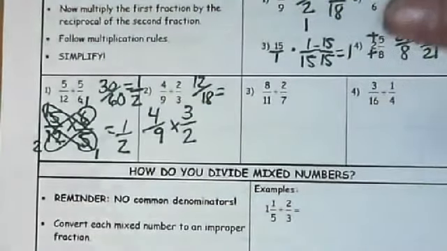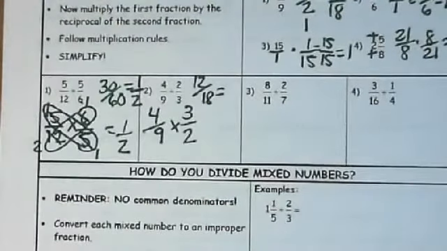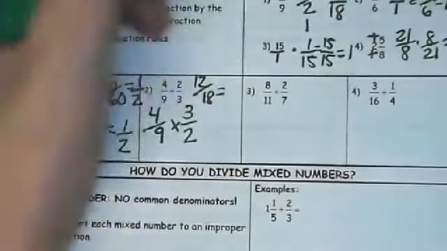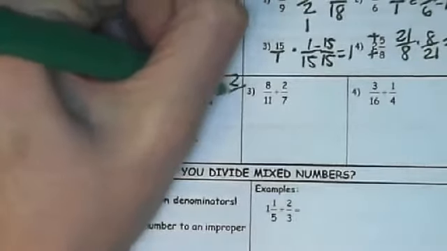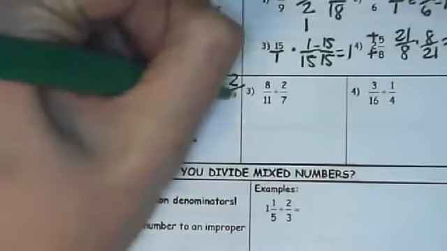So 12 and 18, what goes into 12 and 18? 6 can go into both 12 and 18. So 12 divided by 6 would give me 2, and 18 divided by 6 would give me 3.